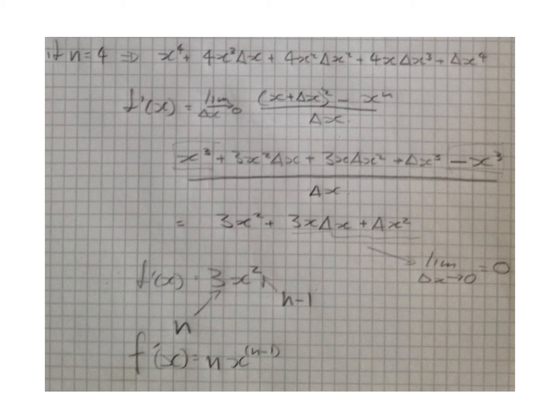So if we had a gradient of x to the power of n, our general formula is this thing at the bottom, where the gradient of x to the power of n is n times x to the power of n minus 1. And that is a really key, important thing.